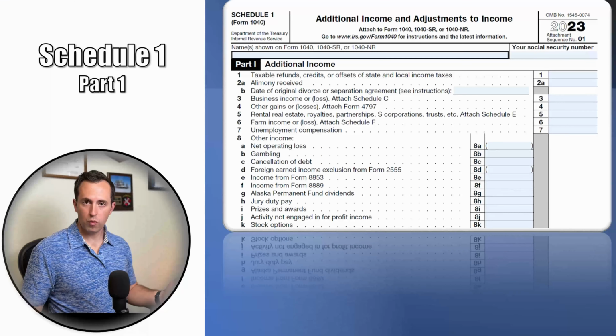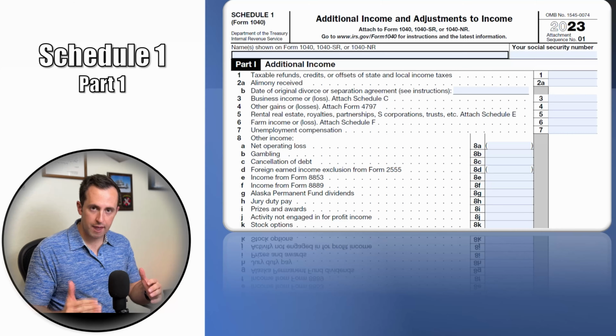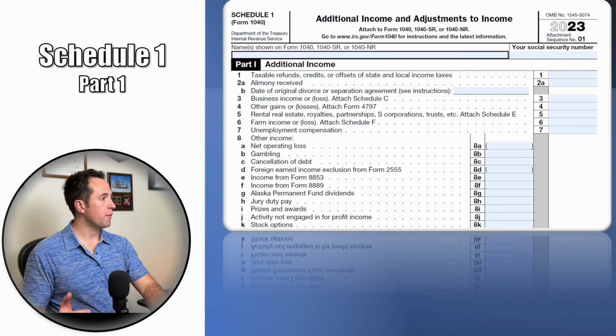So here we have Form 1040 Schedule 1. First part, you're just going to copy over whatever your legal name is that's on your 1040, and that's going to go in the top box as well as your social security number. And then we have line 1.